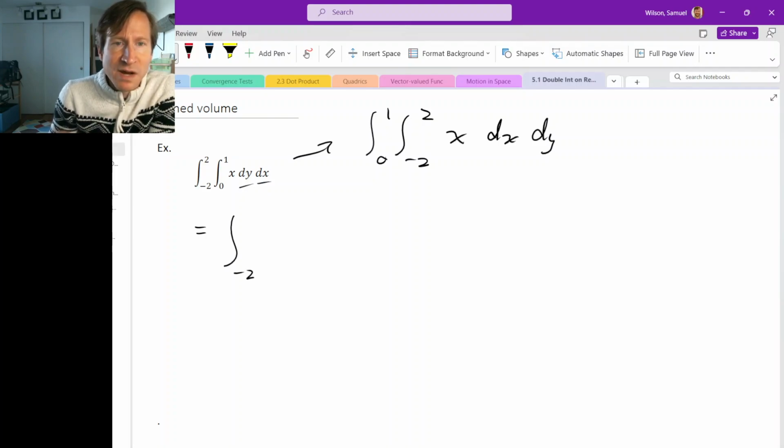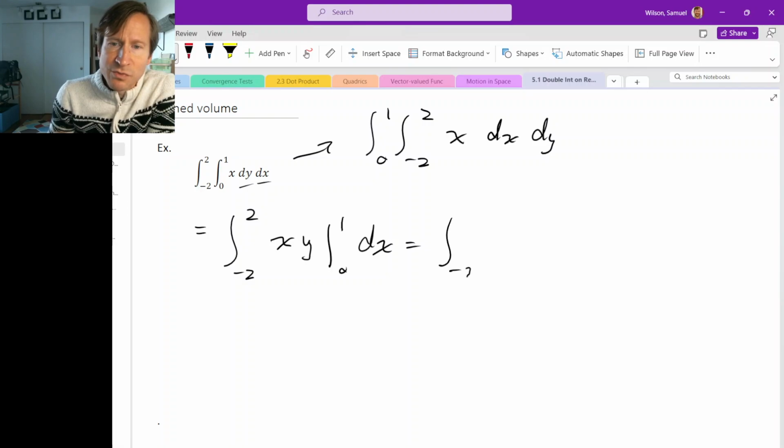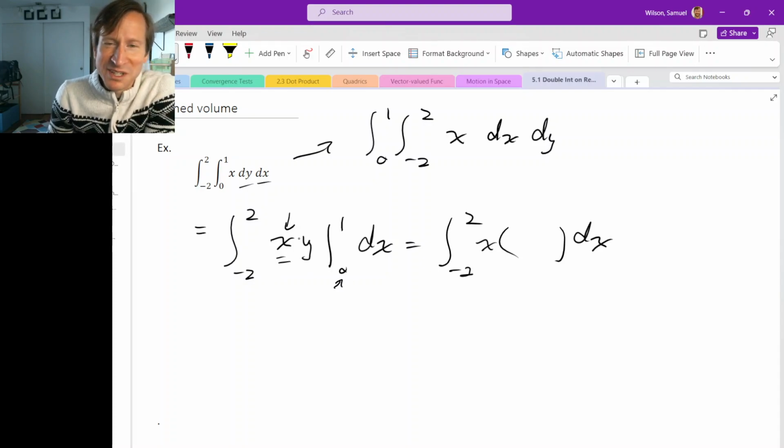So integral from -2 to 2, and then we need to do a y integral, so this is going to give us x times y. And then we need to evaluate from 0 to 1 dx. Okay, so integral from -2 to 2 dx of, and now we need to plug in our bounds. This x, we can factor that out, and remember, as far as plugging in our constants is concerned, this x looks like a constant multiple, so we can move it to the side and distribute later.